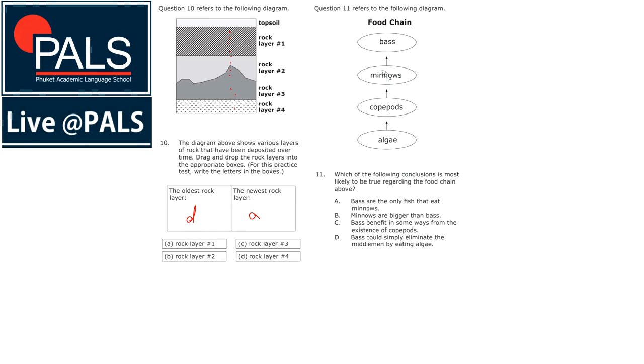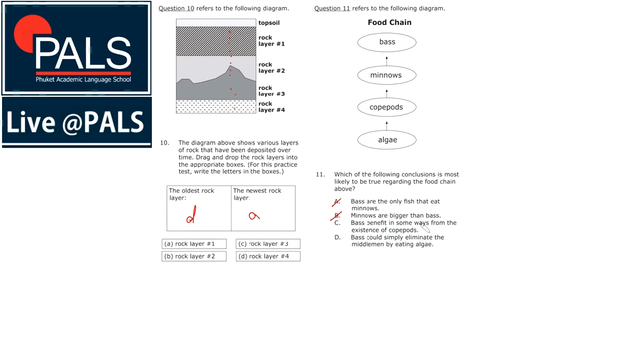Or in other words as well, it doesn't mean that there is not any other organism potentially in our food web that feeds on minnows as well. So therefore it's unlikely A. Minnows are bigger than bass. Well, unlikely because bass feed on minnows, but in general we just don't get any information about the size of the organisms from our food chain. So not enough information for B to be correct.